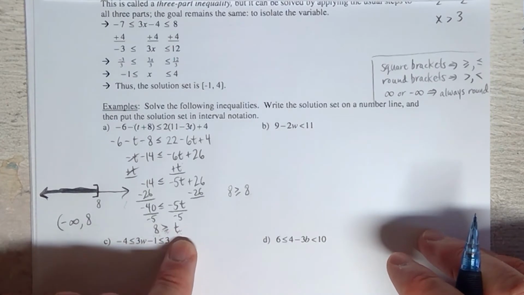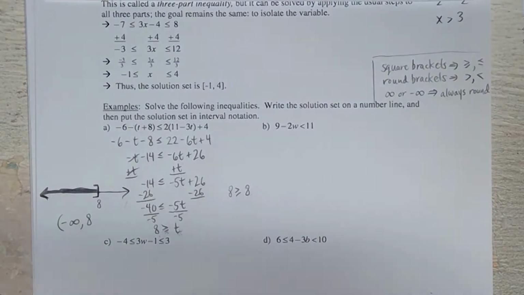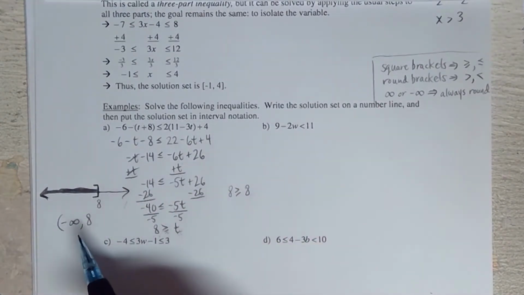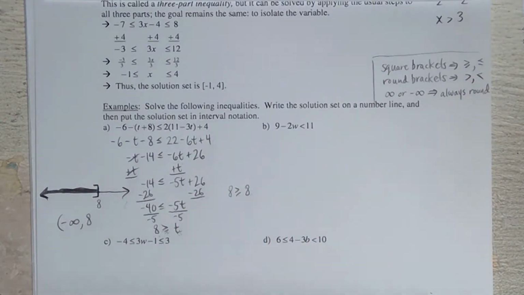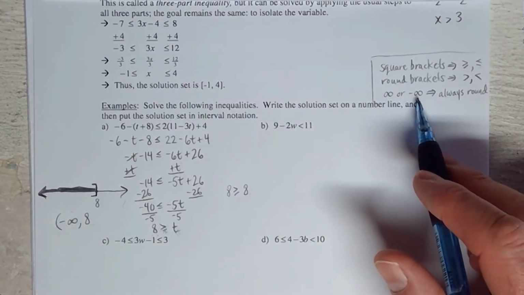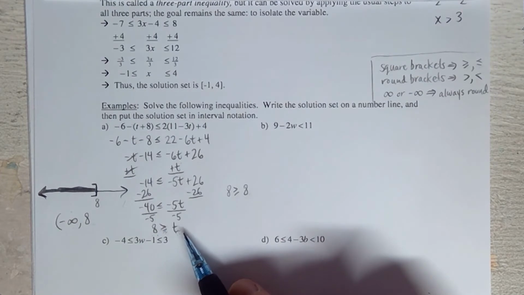If we plug in negative infinity, isn't that less than 8? Isn't this really true? Kind of, but the problem is that negative infinity is not even a number. That's not even a real number, all right? It's just a concept saying that it goes forever in the negative direction. So that's why we always use a round bracket with either infinity or negative infinity. Even though it's true right here when you plug it in, you're really not supposed to even plug it in at all because it's not even a number.